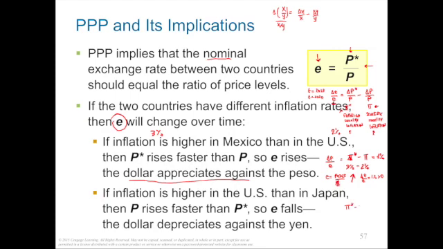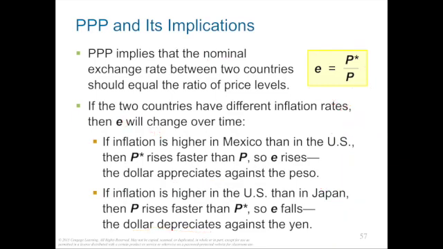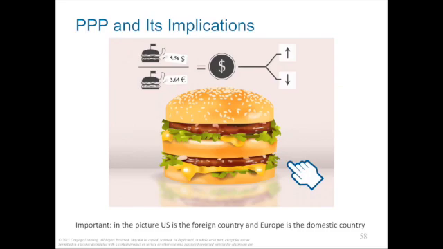So the dollar will appreciate with respect to the peso. Conversely, if the inflation in the domestic country is higher, say 2% in Japan and 3% in the US, then delta E over E, which is equal to the difference between these two, is equal to minus 1%, which is negative. So what will happen is that the exchange rate between dollar and yen will go down. So the dollar will depreciate. Wonderful.